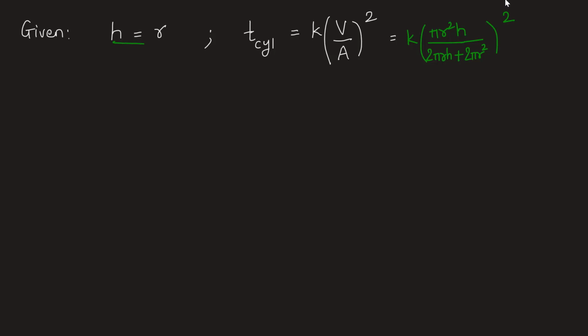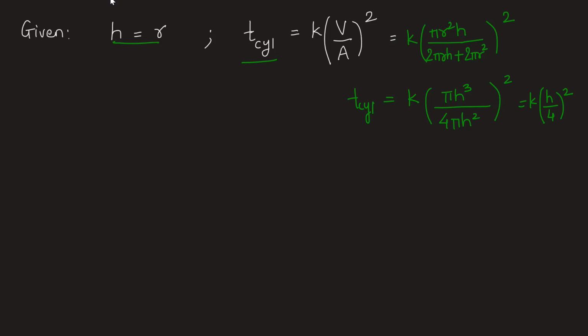Now it's given h is equal to r. So after substituting it here, we get for cylindrical casting solidification time is K into pi h cube upon 2 pi h square plus 2 pi h square, which is nothing but 4 pi h square, whole square. This gives us K into pi by pi is 1, h cube by h square is h. So it is h by 4 whole square. We have got this as the solidification time for cylinder.